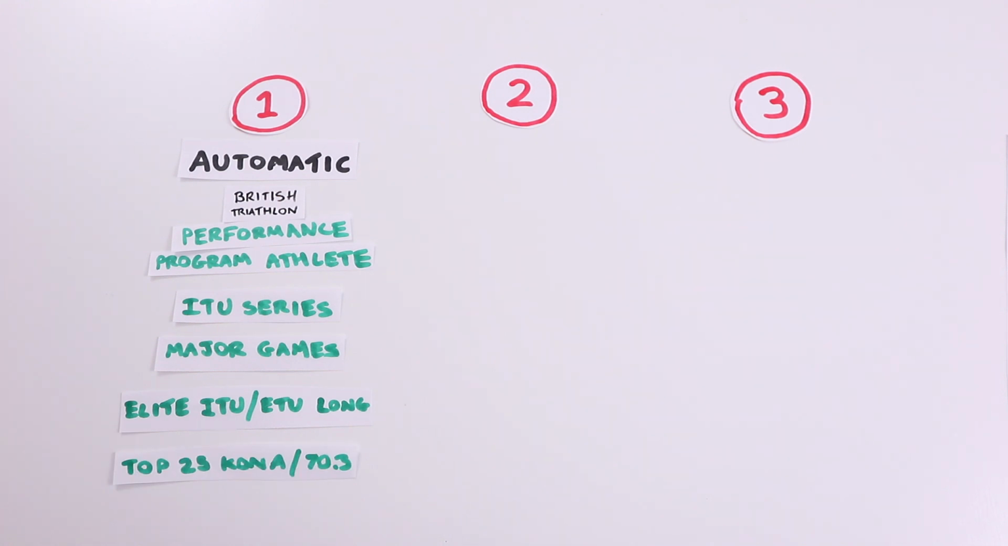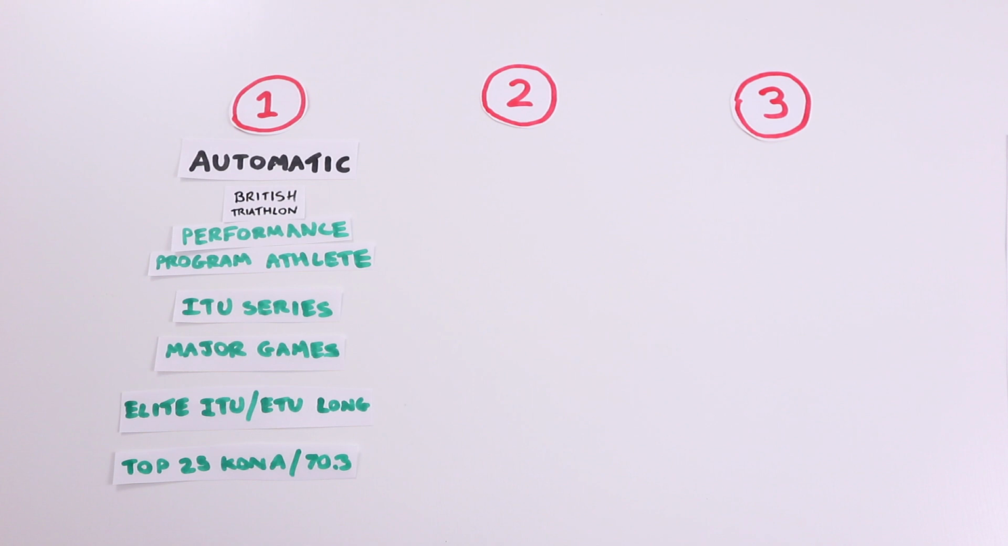Or finally, if you finished in the top 25 in the elite field of either the Ironman World Long Distance Championships, Kona, or the Ironman World 70.3 Championships in any year. So these criteria are aimed at athletes stepping up from draft legal racing or people with a history of results at the biggest stages in long distance racing.